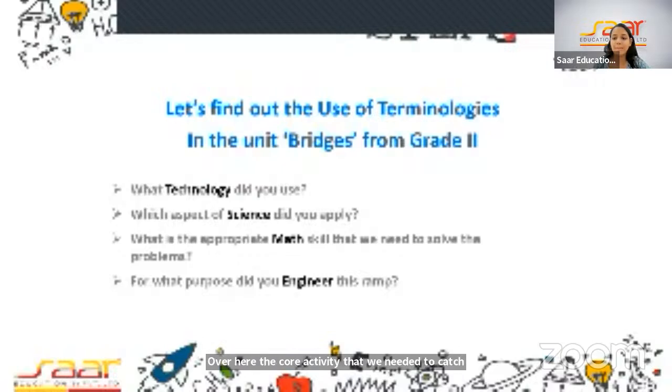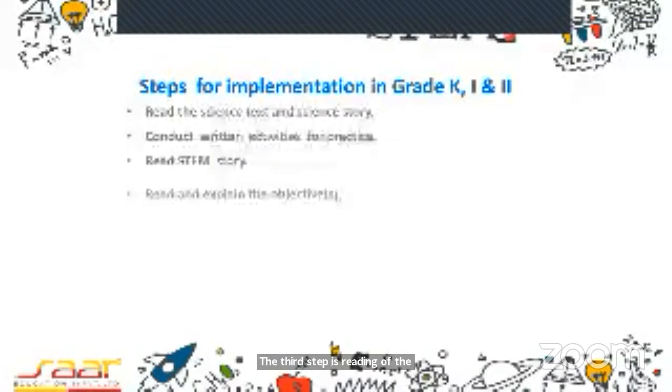Now, what were the steps for implementation in grades K1 and 2? All the steps that you have followed, I'm just reiterating them on this slide. The first was reading the science text and the science story in the class. The third step is reading of the STEM story and discussing it, reading and explaining the objectives, and display of the materials.